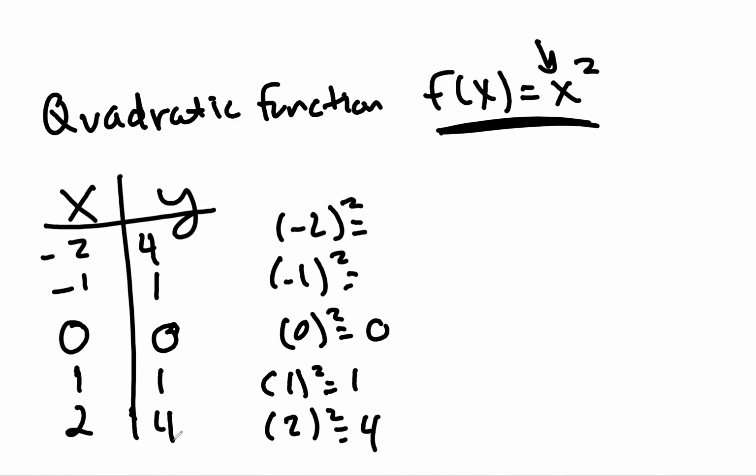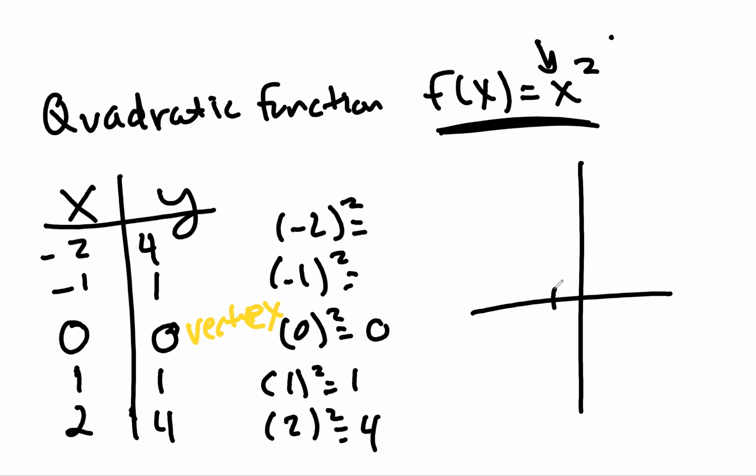Now, once I do that, these little guys right here are actually ordered pairs. These are the points that I'm going to graph. We've already discussed how the point 0, 0 is the vertex. That's not going to change. So I'm going to come over here and make a graph and plot these points. And so here's my graph. 1, 2, 3, 4.